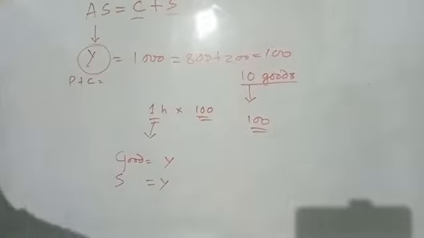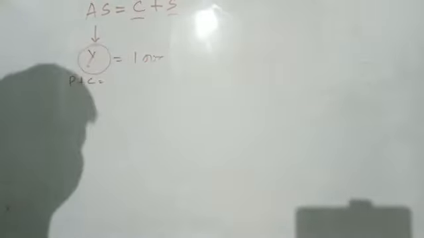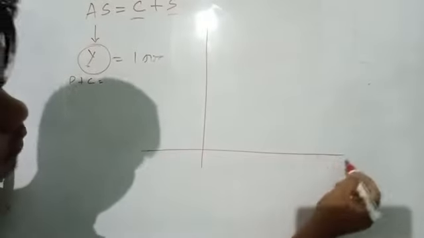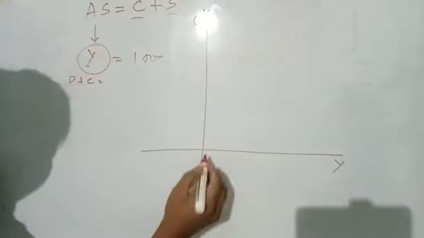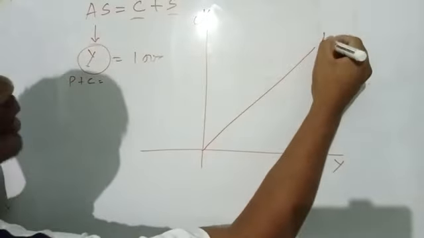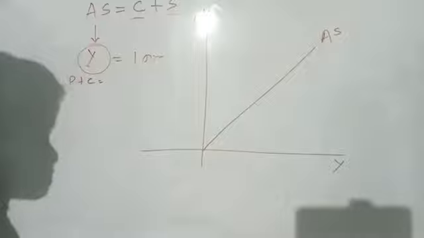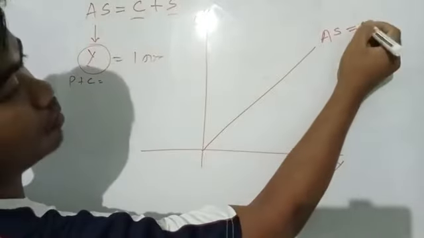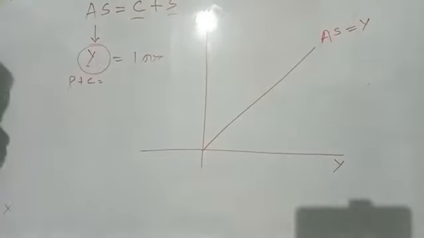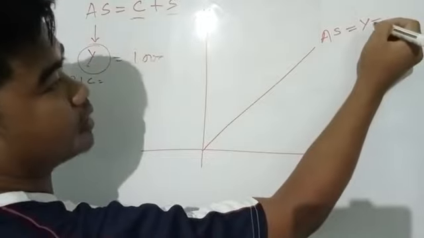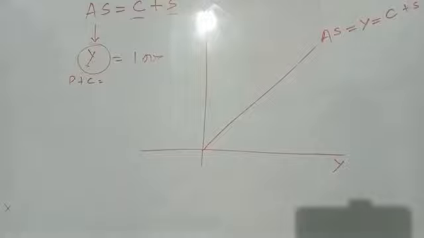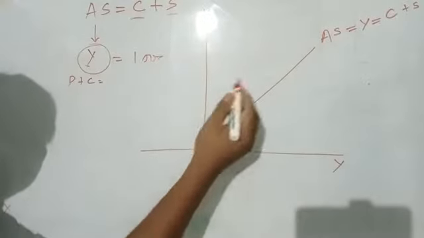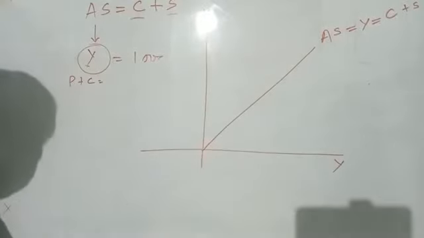And this aggregate supply curve starts from the beginning. This side income, this side consumption and saving. So this is actually the aggregate supply curve. And it is also called Y, because from this income only you can consume and save. So your aggregate supply curve starts from 0.